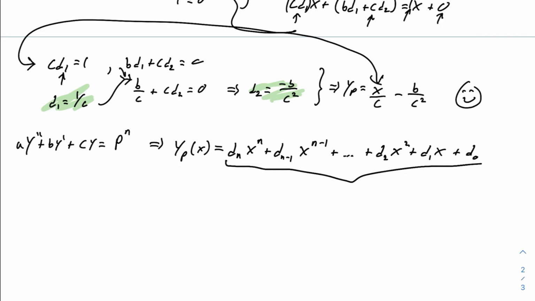So that's going to be our guess for our y particular, and then we're going to have to solve for each and every one of these unknown coefficients, which can kind of be a pain because, as we can see, in this case we're going to have n separate equations, and that's probably going to get very messy. So usually the most that you'll see in exams is a polynomial of order 2, and even that can be a little bit much.